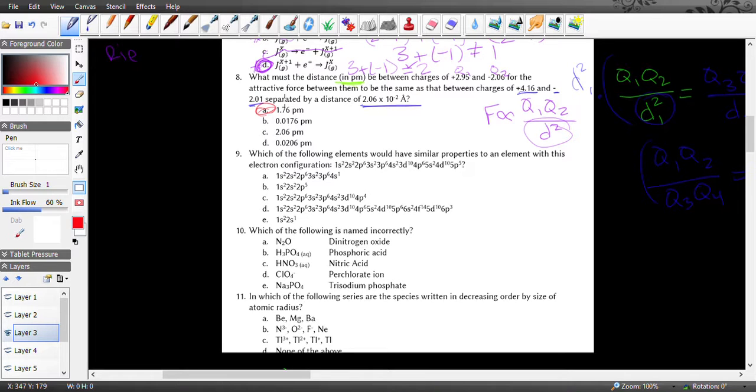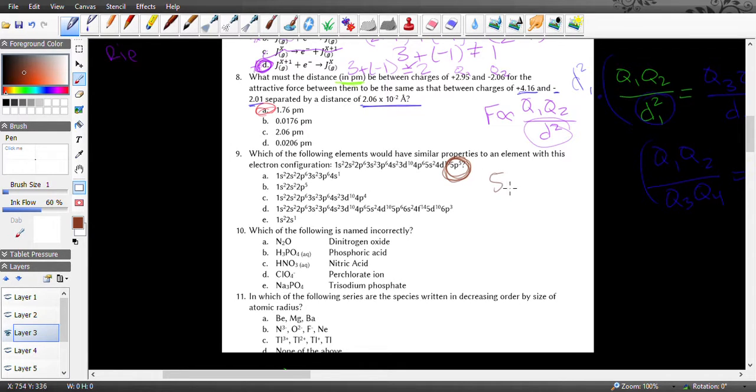Number 7 or 8. 8 is A, yes. Okay. Number 9. Which of the following elements would have similar properties? This is a faster problem. Alright. Similar properties. We're going to check out this part of it right here. That's the part that matters, right?